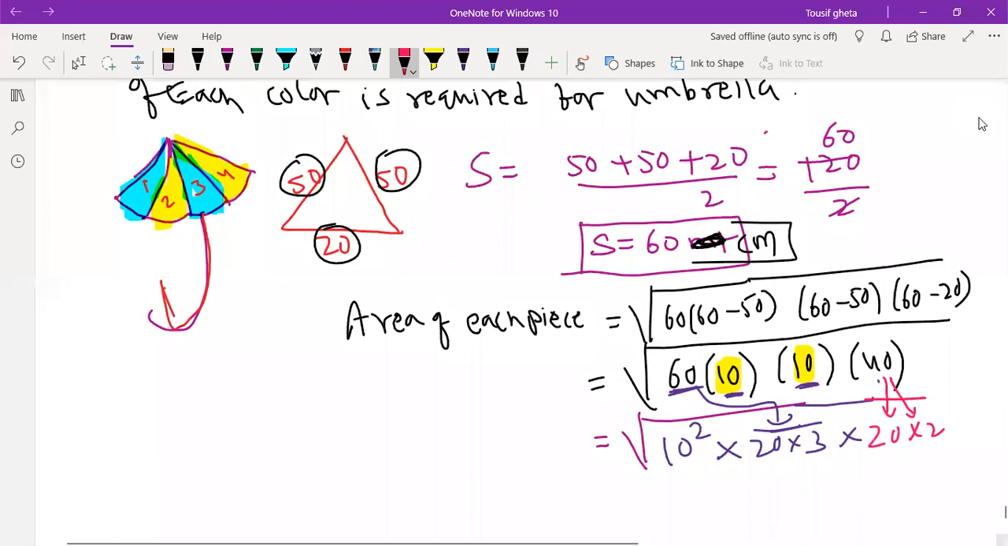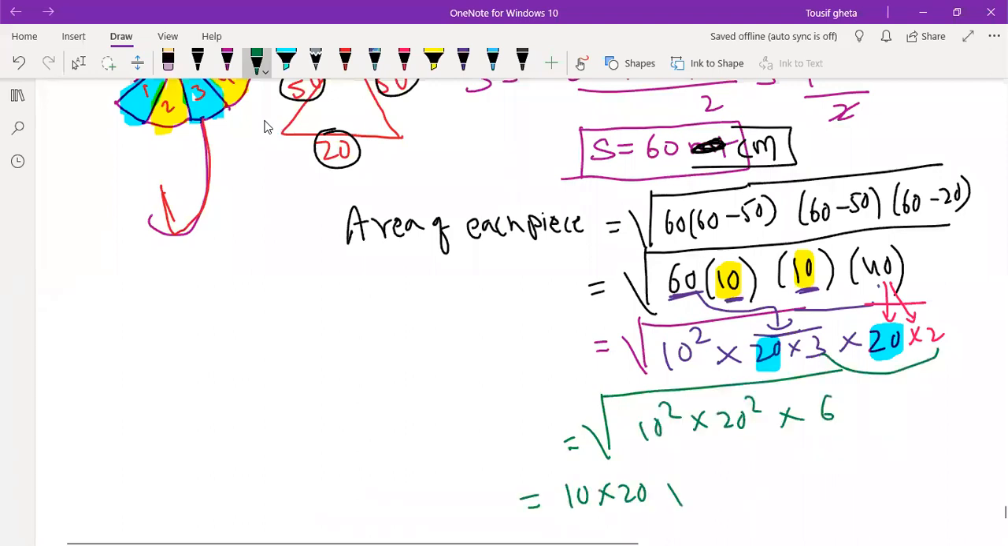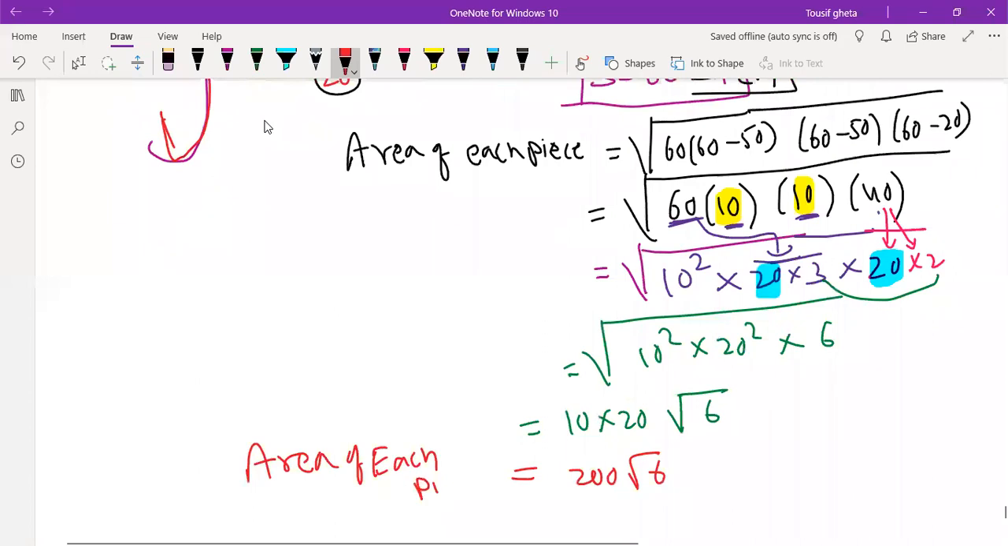Because already I have taken 20 into 3. Now you can see this is 20 and this also 20. Perfect square. So now 10 squared, 20 squared, 3 into 2 is 6. So 10 into 20 will come out, root 6 will be inside. We will get 200 root 6. This is the area of each piece, correct?